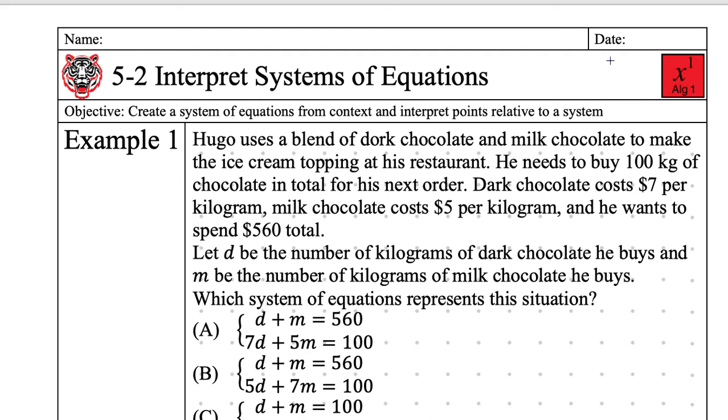All right, this is Algebra. Today's date is Friday, November 22nd, 11/22. All right, so we are talking about interpreting system of equations, and this is our last lesson before Thanksgiving break.